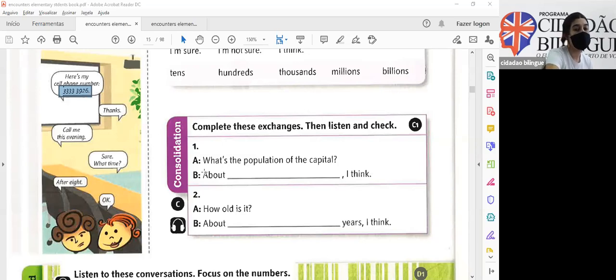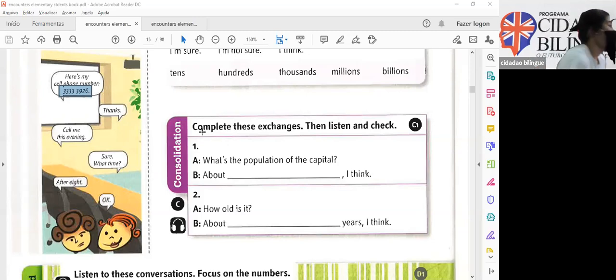Yeah? Okay, any questions? I'll play more. All right. Okay, I'll take a look and see what you guys came up with. Eu vou dar uma olhada para ver.